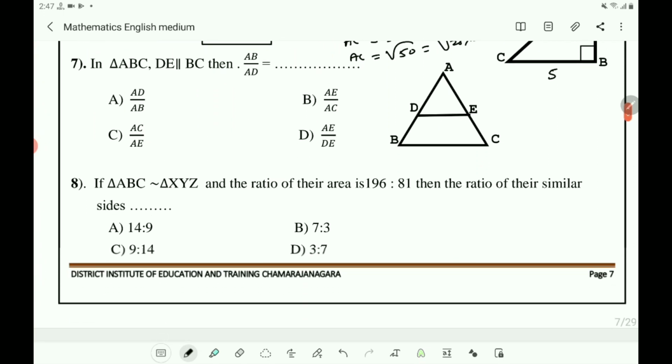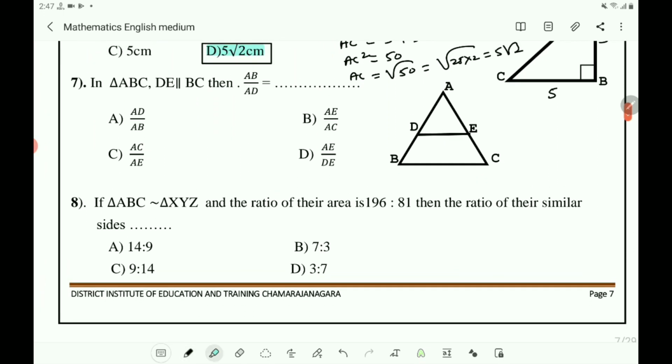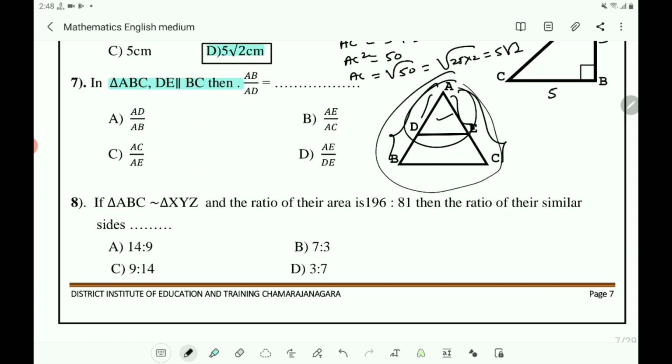Next you take the question number 7. In triangle ABC, AB by AD equals what is given here? AB by AD is equal to AC by AE. Here it must be AC by AE. These two triangles are similar. Triangle ADE is similar to triangle ABC. The sides must be in the same ratio. So it is given AB by AD, so it must be equal to AC by AE.